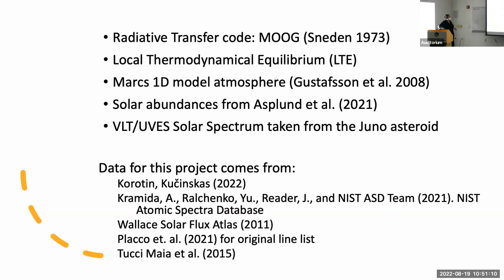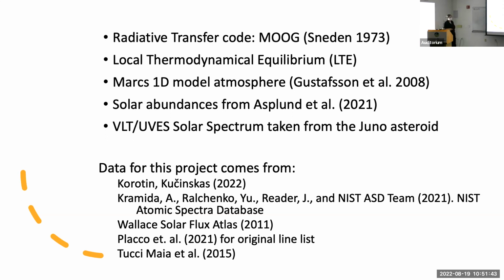In order to update this line list, I'm using a program called Moog, which is a radiative transfer code. And what that means is that it assumes local thermodynamic equilibrium and a 1D model atmosphere. And it takes in 3 files. So my line list that I'm editing, a model atmosphere, and an observed spectrum to plot on top of. And from there, it calculates a synthetic spectrum, which I will show in a second.